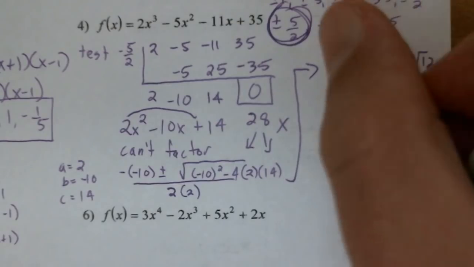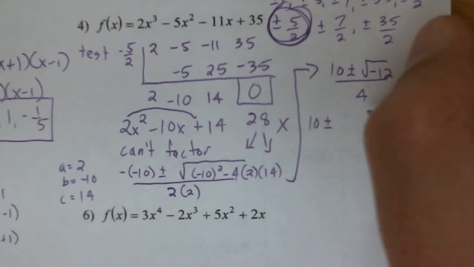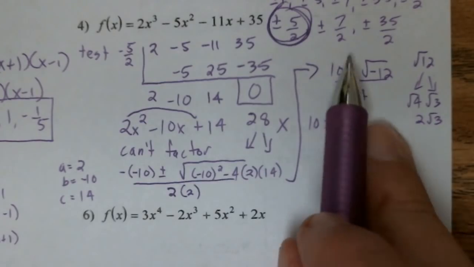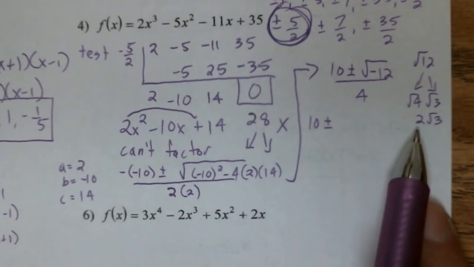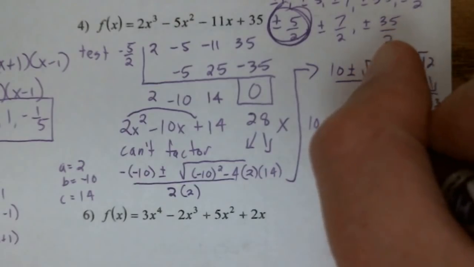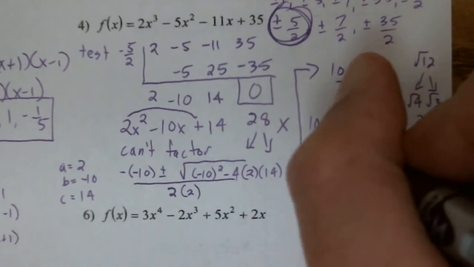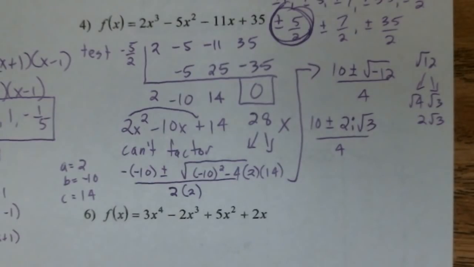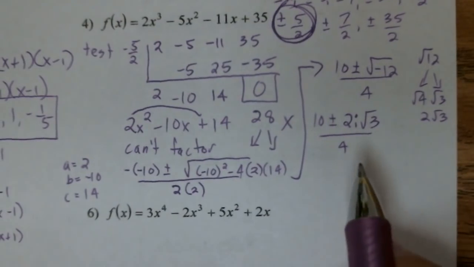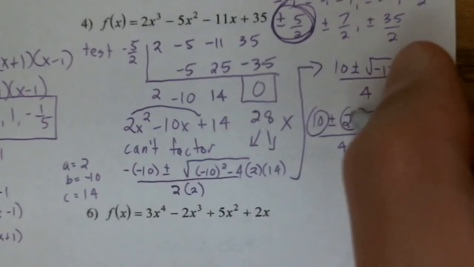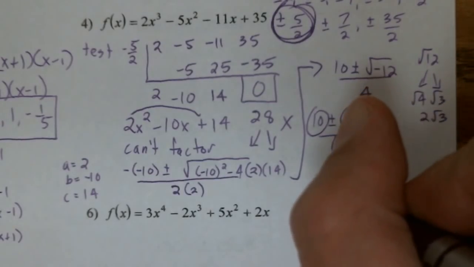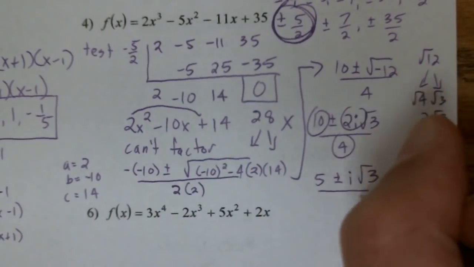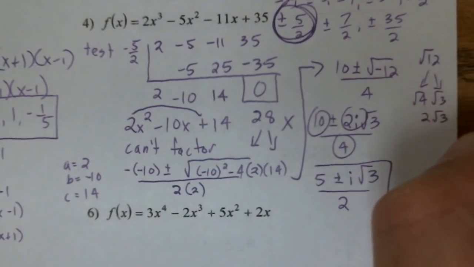Okay, so all that simplifies to 10 plus or minus, but there's a negative in here. So what pops out? An i pops out. So instead of plus or minus 2 root 3, it's plus or minus 2i root 3 over 4. That i just tells me there's a negative in the radical. I've got some imaginary solutions that don't cross the x-axis. Notice that all three of these are divisible by 2, so that simplifies to 5 plus or minus i root 3, all over 2.